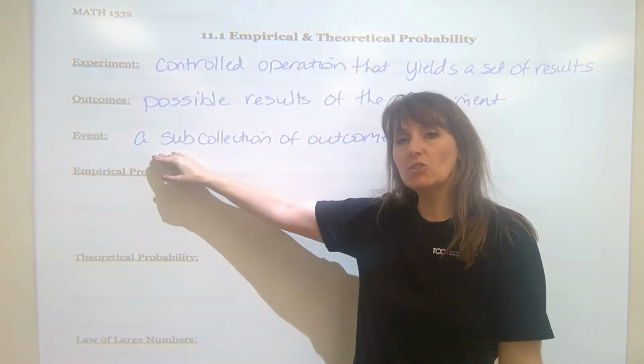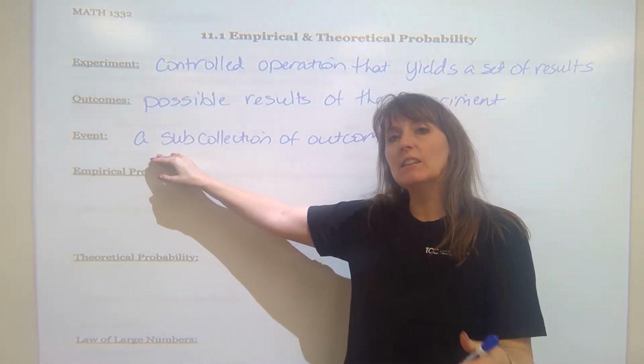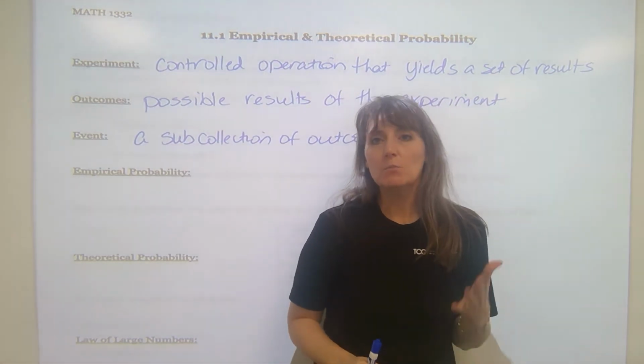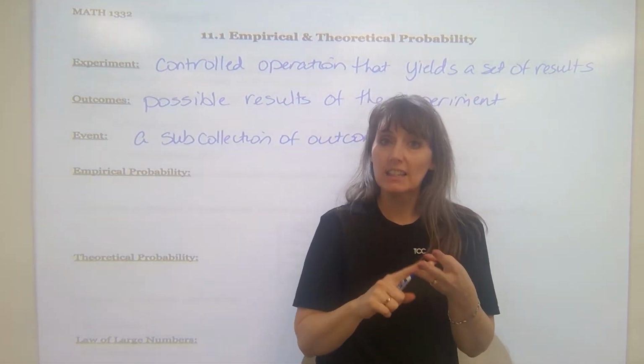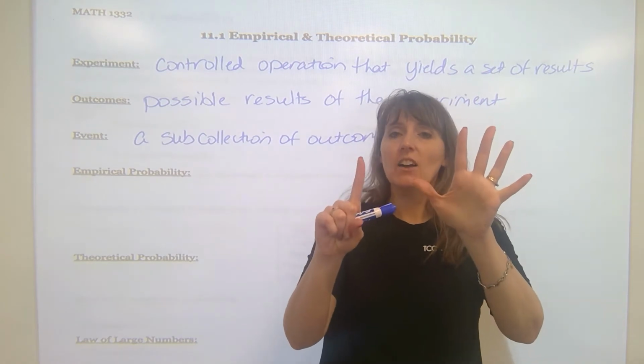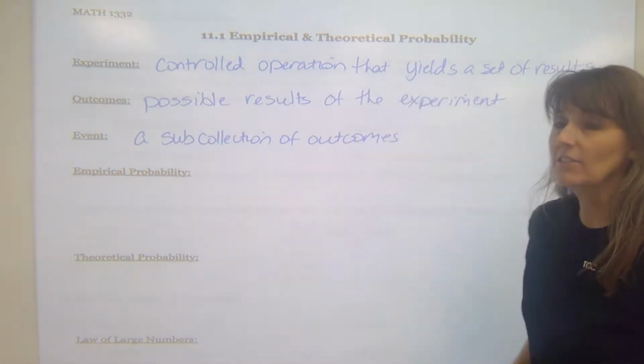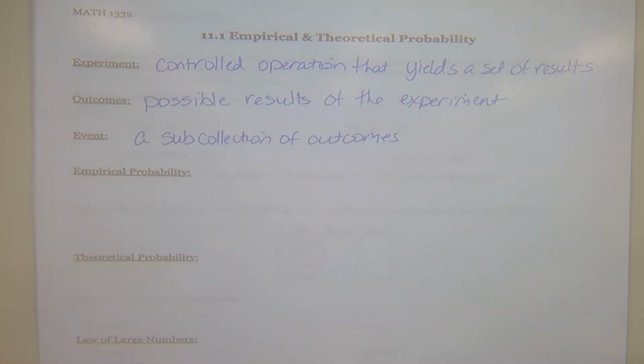The event that I'm interested in might be rolling an even number. Well, if I roll one die one time, the even numbers that could come up are 2, 4, or 6. So out of the 6 different outcomes, half of them, or 3 out of that 6, are in the event I'm interested in.